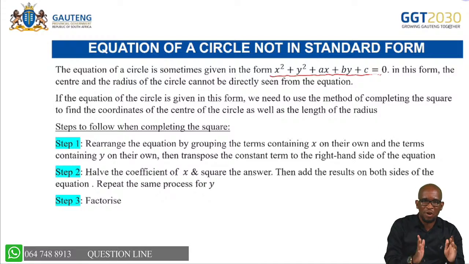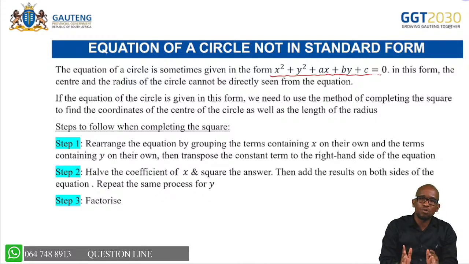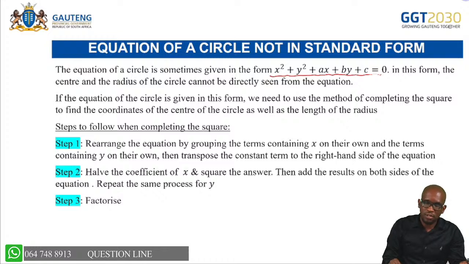You're doing so for x and you are also doing so for y, as opposed to grade 11 where you only completed the square for x and hence worked out the equation of the turning point of a second degree function or a parabola. Right. Now, in order for us to complete the square, we need to understand the following steps.